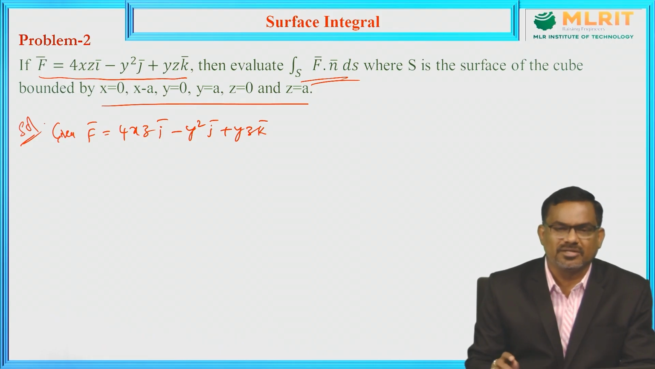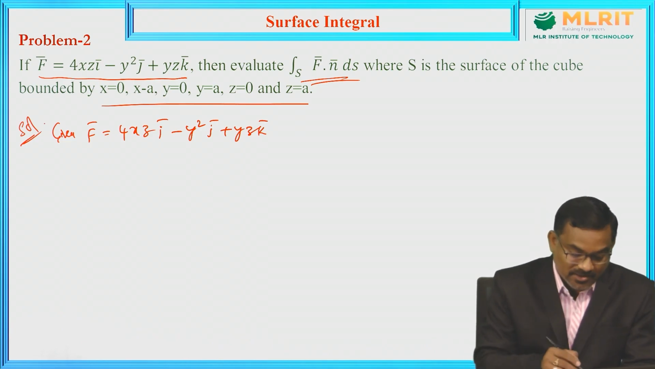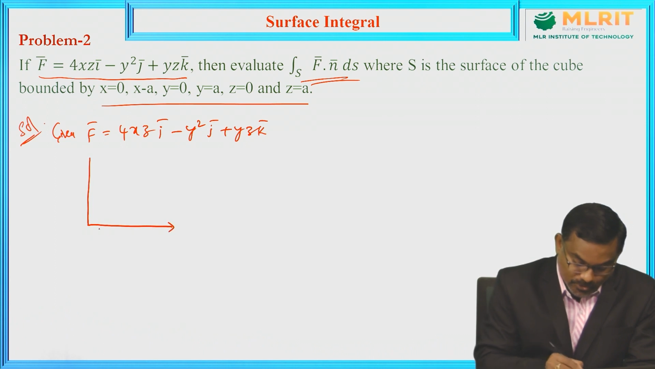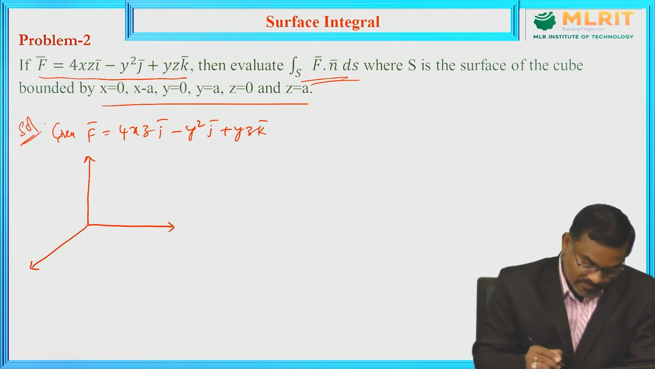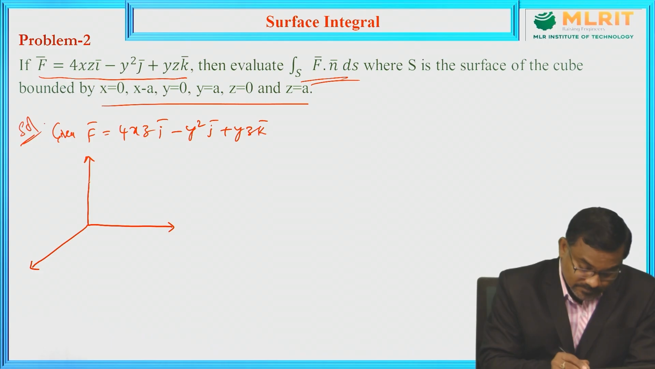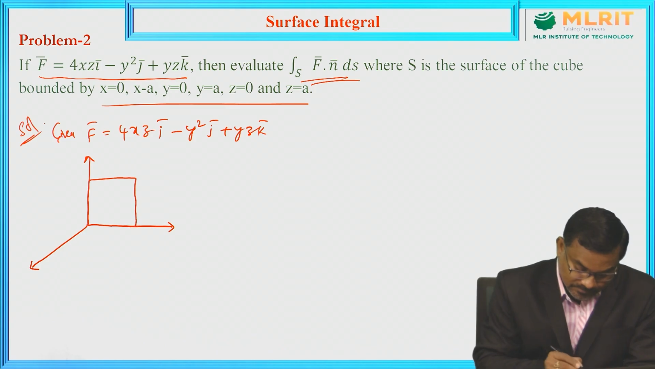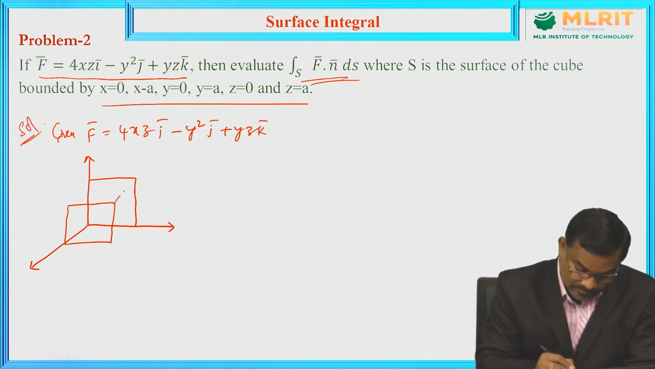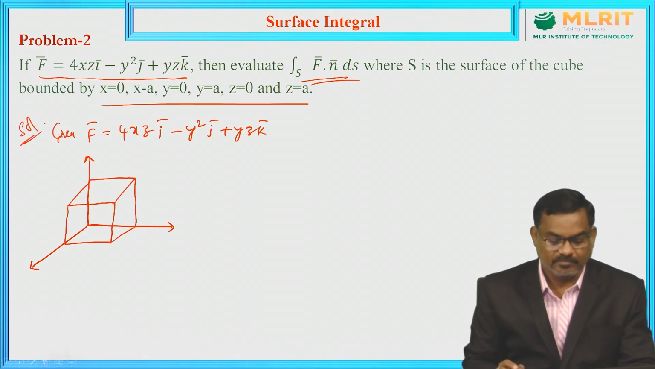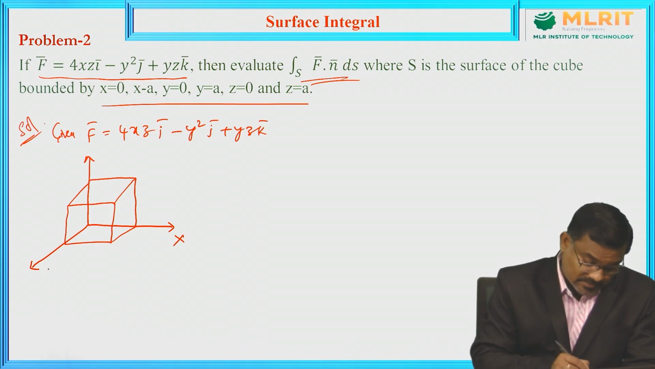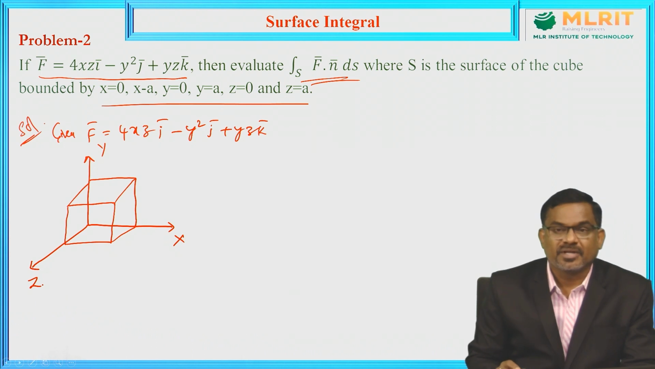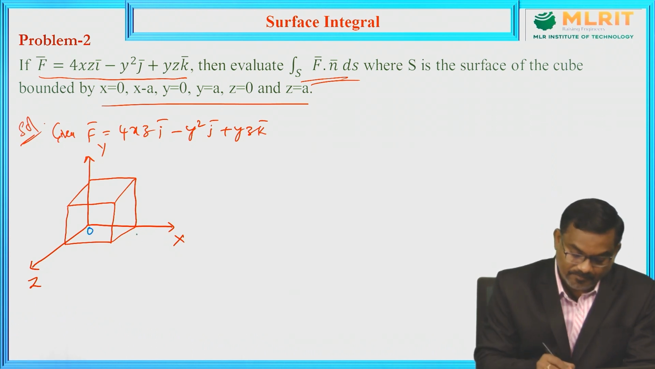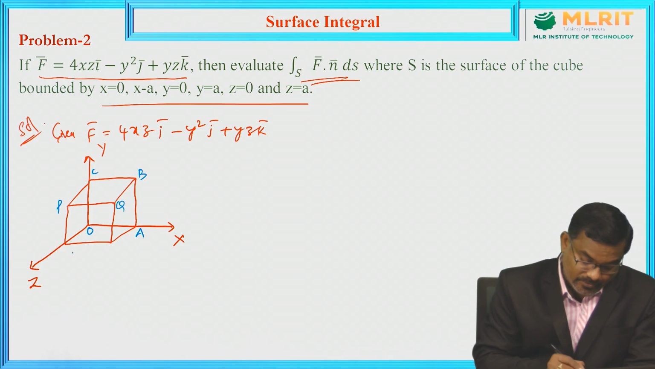In the last problem, we considered the projection of the surface, whereas here I can draw this cube. And this is x-axis, y-axis and z-axis. And let us denote the points. This is origin O, A, B, C, P, Q, R, S.